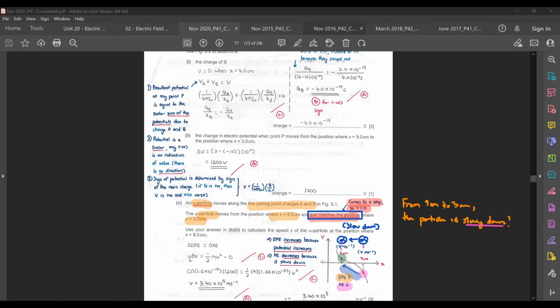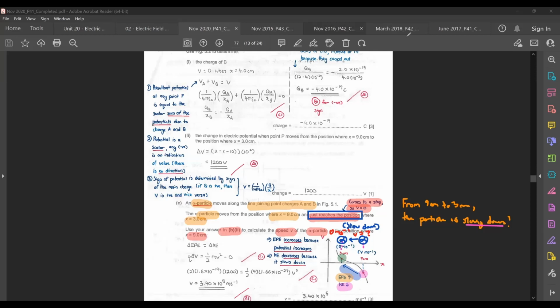Now, after that, the question wants you to find out what is the speed v. Use your answer in B2 above to find out the speed v of your alpha particle at the position where x equals 9 centimeter. So here they want you to find out what was the velocity v that you started off with at 9 centimeter, such that when you reach the 3 centimeter mark, it is 0 meter per second.